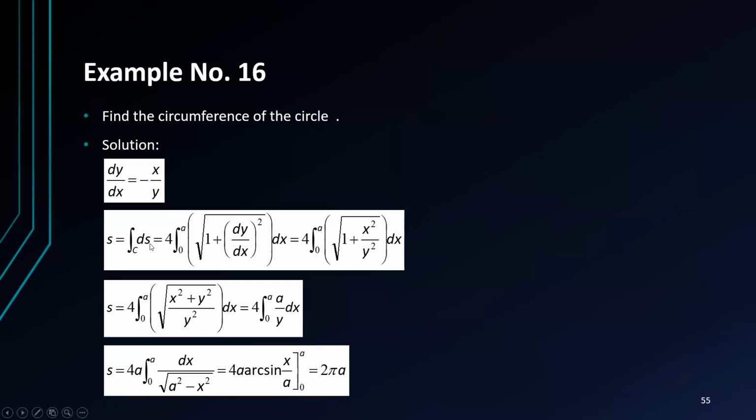Since s, ds is equal to 4 times the integral of the square root of 1 plus (dy over dx) squared times dx from 0 to a, the radius, is equal to 4 times the integral of the square root of 1 plus x squared over y squared. The circumference s, right? So, the length of the circle. S is equal to 4 times, it is four, right? Because we take one quadrant.